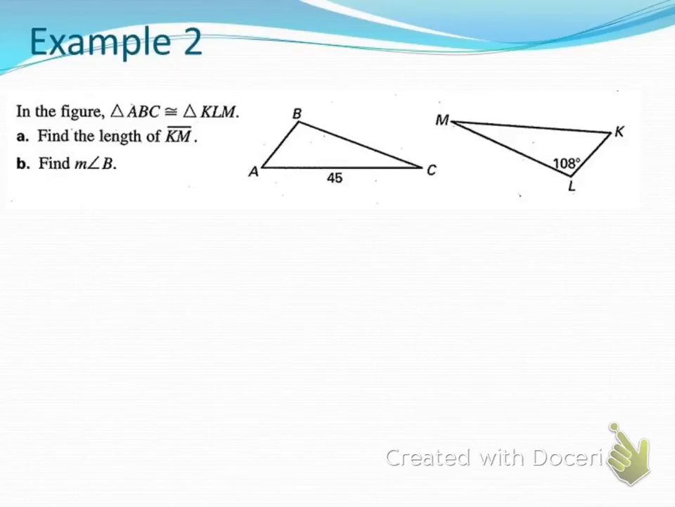So in example 2, we're given the information that triangle ABC is congruent to triangle KLM. You need to pay close attention to the order that that's given. So angle A is the same as angle K. Angle B goes with angle L, and angle C goes with angle M.